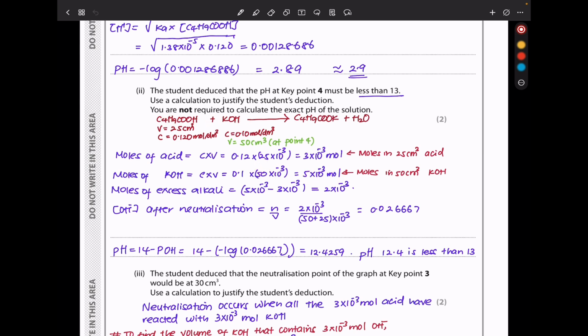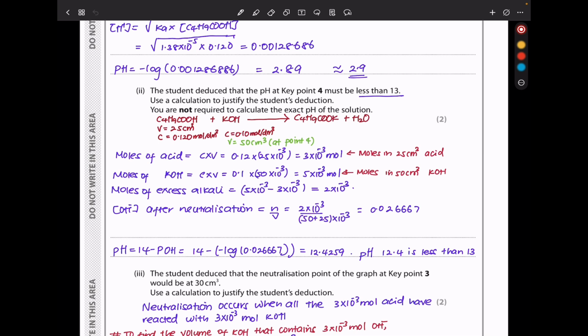Looking at the equation, the reaction should be in the ratio of 1 to 1, and therefore this is going to be in excess. So the difference between the two is going to be the number of moles of the alkali or OH minus left after the reaction. So here the moles of the excess alkali are going to be that minus that, giving us that. So the concentration of the excess alkali or concentration of OH minus after the neutralization point is going to be N divided by V, number of moles divided by volume, which is this moles, divided by the volume.